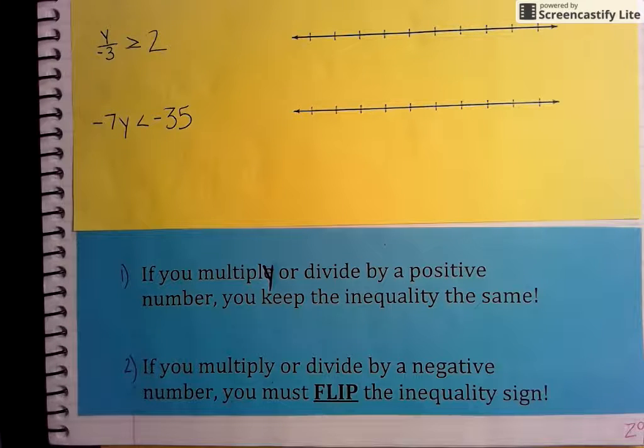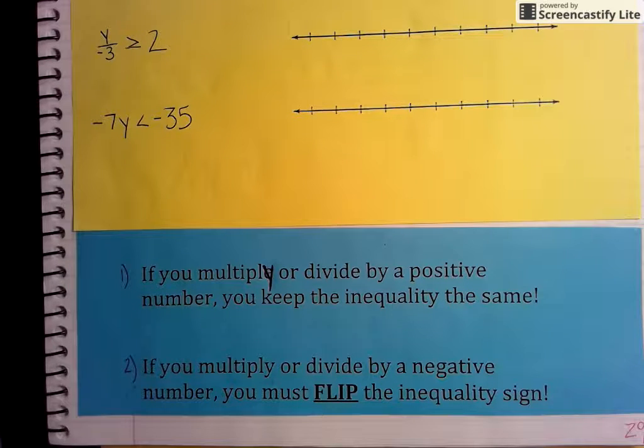So now we're going to be solving inequalities with multiplication and division, and it is one-step inequalities. So if you are multiplying or dividing by a positive number, you're going to just keep the inequality the same. Nothing is going to change, like how we've been doing it this chapter so far.